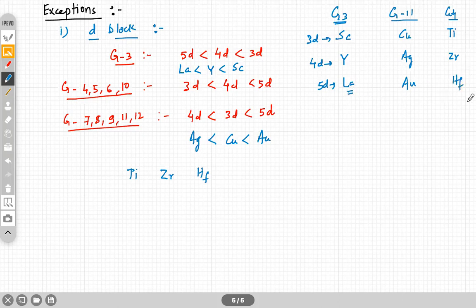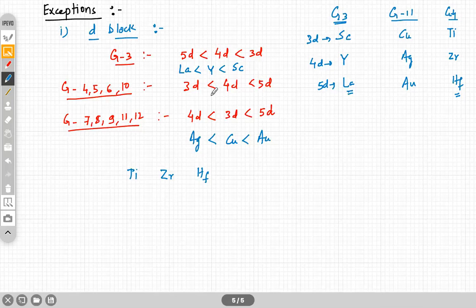Between lanthanum and hafnium, what is the element present? Between lanthanum and hafnium, how many elements are there? 14. Because between these two, we have lanthanides present, right? So that's why in Hf, they experience a very weak shielding effect of the f subshell. That's why the size of hafnium is extremely small, or it has an unexpected size because of lanthanide contraction, correct?